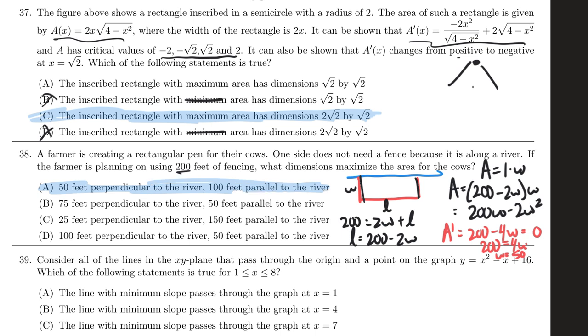Normally when we're checking maxes and mins and absolute extrema, we have to check the endpoints, but the endpoints of this function would be a straight line this way or a straight line that way, which would have no area. So definitely having an area is better than having no area.